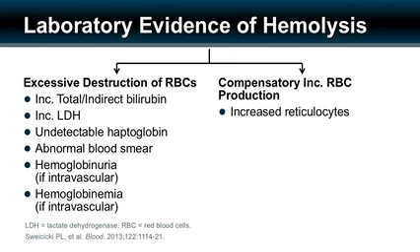Now, how do we detect hemolysis? First of all, we would have a patient that would have anemia on the CBC, but we look for evidence of excessive destruction of red blood cells. And this can be manifest by an elevated total and indirect bilirubin, an increased lactate dehydrogenase or LDH. We can get a very low or undetectable haptoglobin level, which binds to the hemoglobin, and we can see an abnormal blood smear.